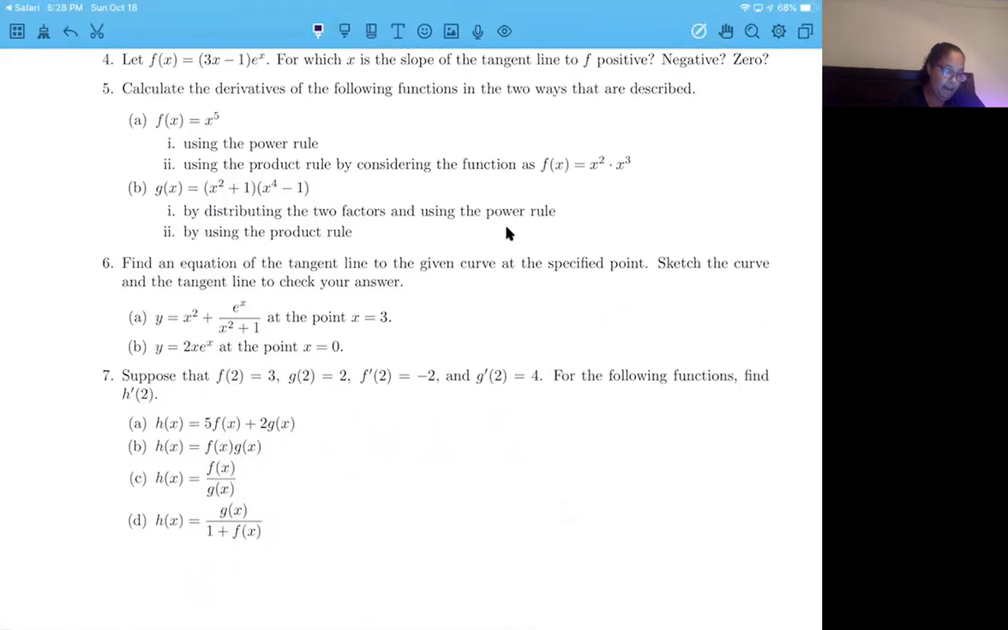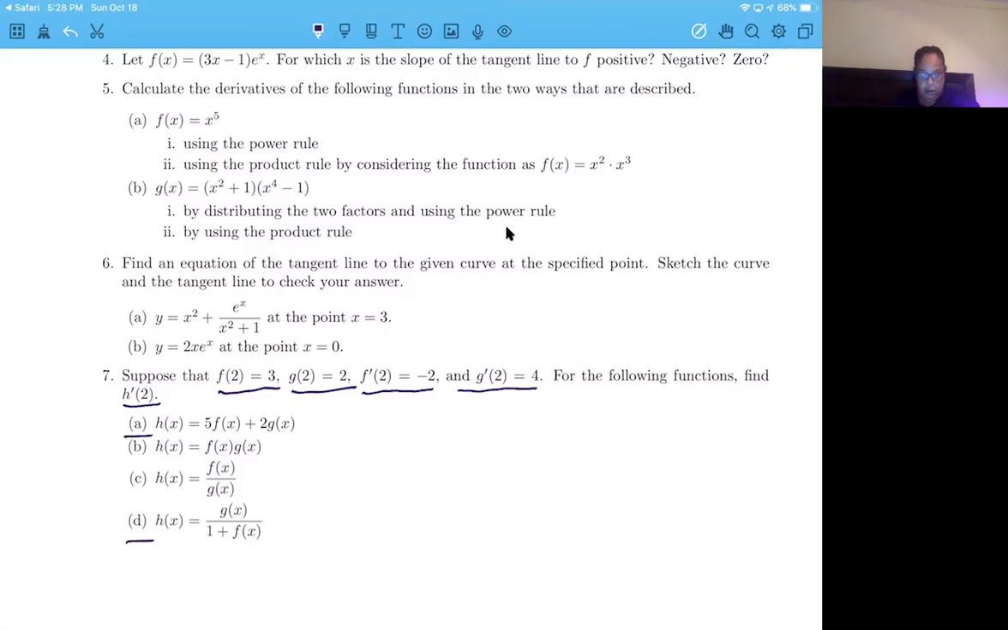They give us f of 2, they give us g of 2, they give us f prime of 2, g prime of 2, and they want us to find h prime of 2. And they give us several different versions of h. Why don't we do A and D?